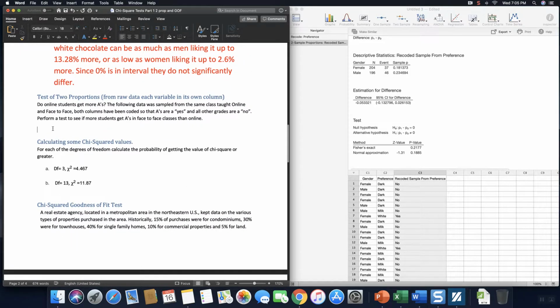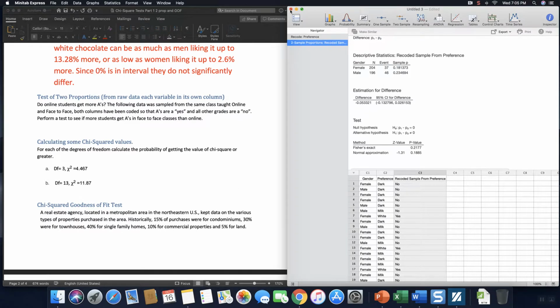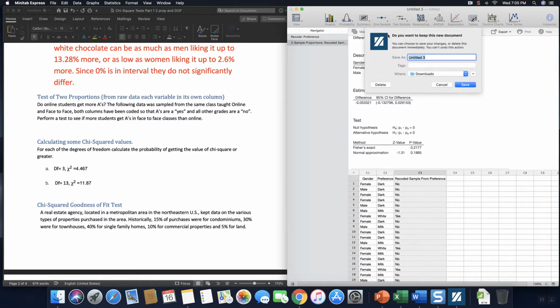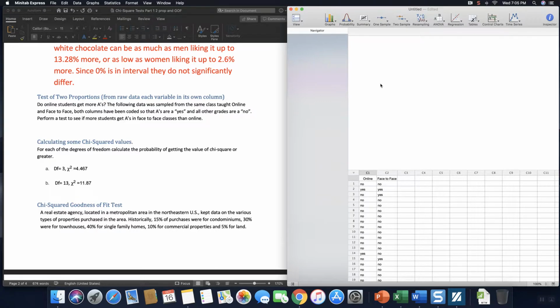Awkward. All right, we're going to do our next raw proportion one, which is let's take a look at raw data where they're each in their own column. So I am done with this data. I'm going to close it and not save it because I don't need it. Goodbye. Okay, no, I don't want to save. Go ahead and delete. Bye-bye.